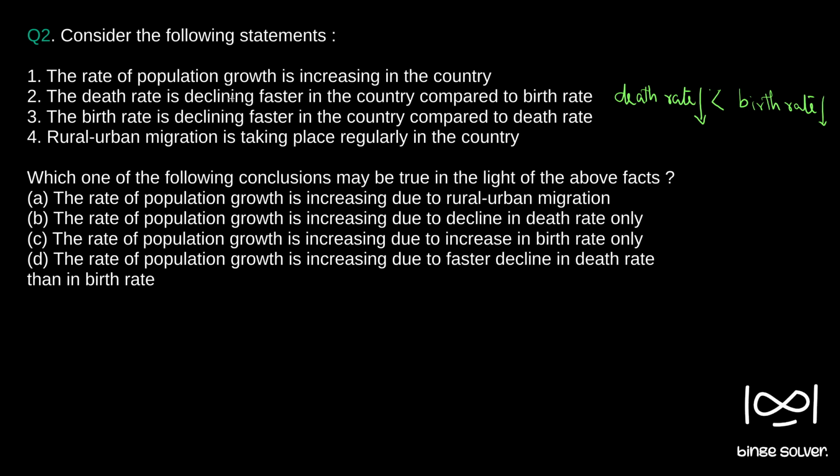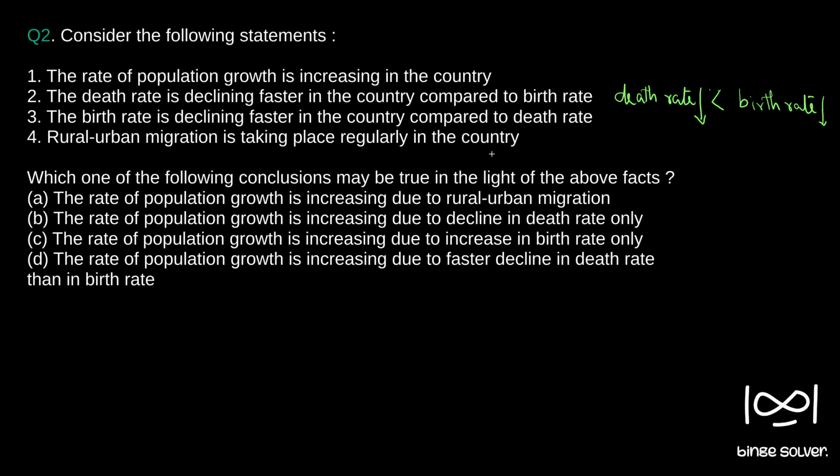The second statement says the death rate is declining faster in the country, but the third statement says the birth rate is declining faster compared to the death rate. So there is some issue there. Anyway, we'll go to the fourth statement. Rural urban migration is taking place regularly in the country.